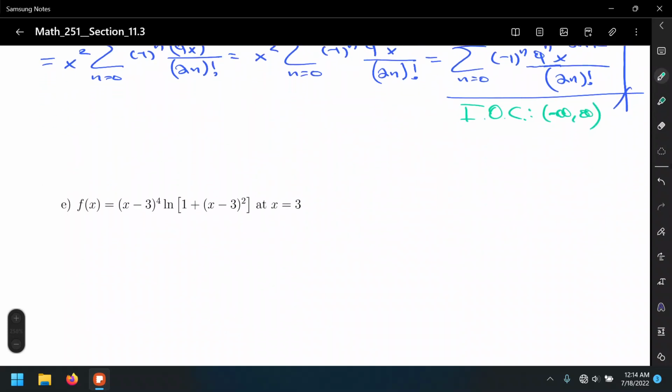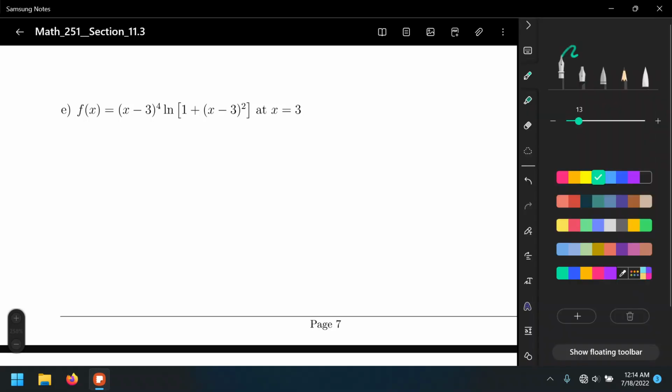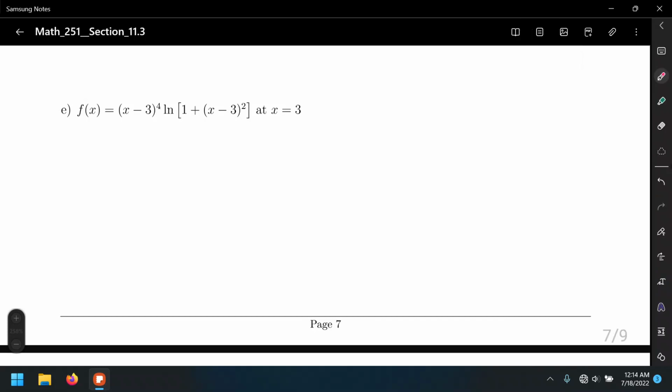All right, so let's see. Let's do one more. F of x equals x minus 3 to the 4th power ln of 1 plus x minus 3 centered at x equals 3. Well, the function looks a bit complicated, but it's not as bad as it looks because this, centered at x equals 3, implies that we should have an x minus 3 to some n power, and in fact, if you observe, that's what we have in here.